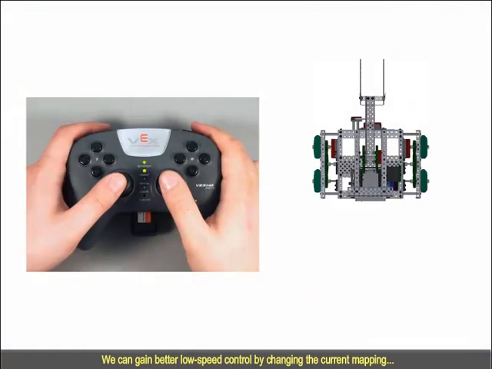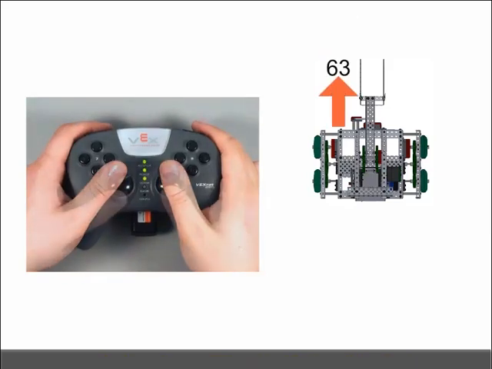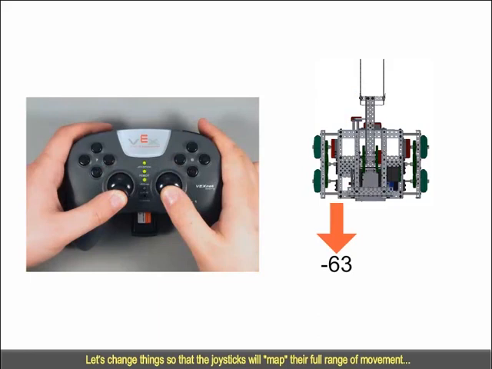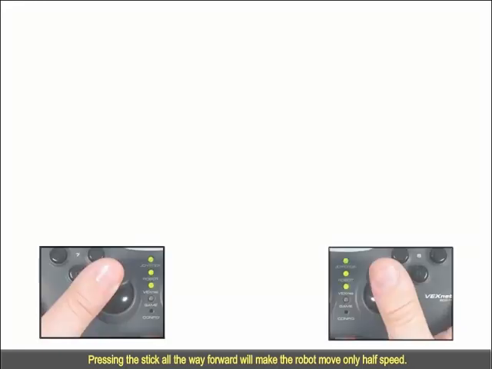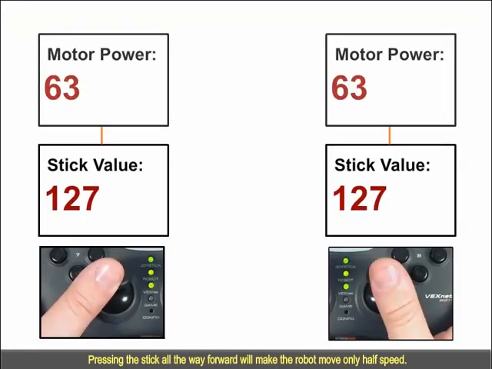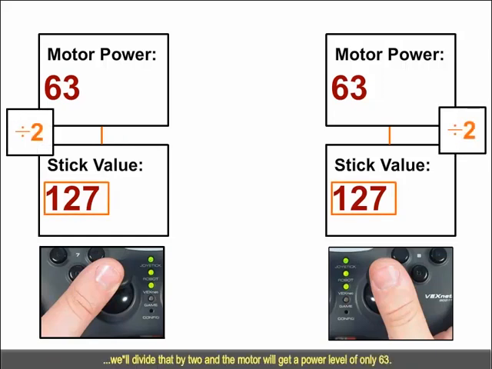We can gain better low-speed control by changing the current mapping to sacrifice high-speed performance in favor of more precise low-speed handling. Let's change things so that the joysticks will map their full range of movement to cover only half of the possible motor speeds. Pressing the stick all the way forward will make the robot move at only half speed. We can achieve this by having the robot assign the motors to run at half the value of the joystick input. If the stick is generating a position value of 127, we'll divide that by 2, and the motor will get a power level of only 63.